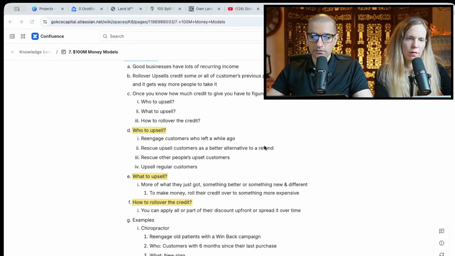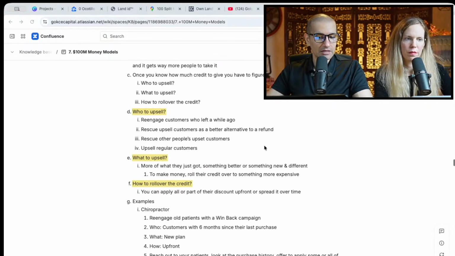Okay. So who to upsell? Re-engage customers who left a while ago. So you could do that on those, right? We say you have someone who bought a 5-acre property from you. Oh yeah, so that is re-engage customers who left a while ago. So it is kind of a continuity offer as well, right?